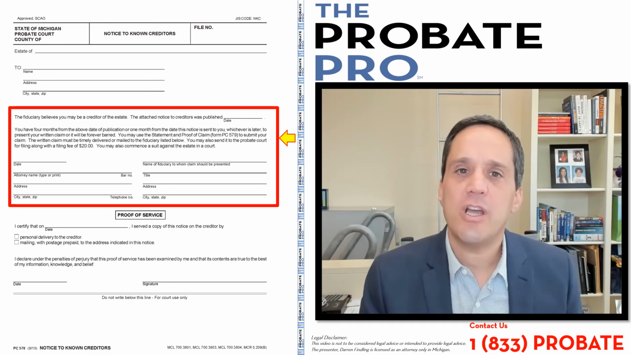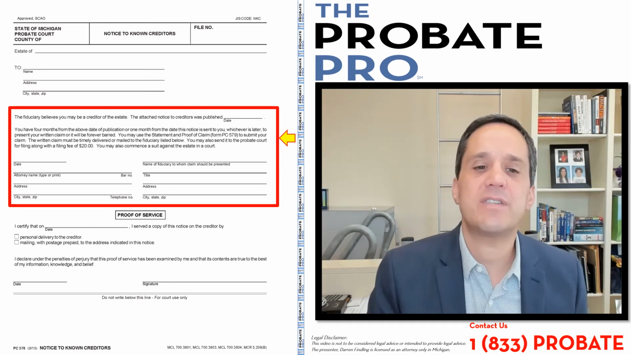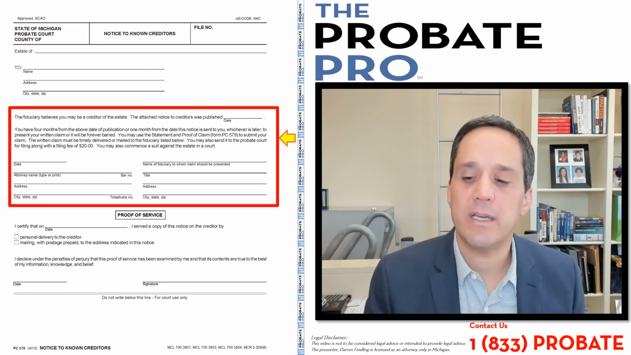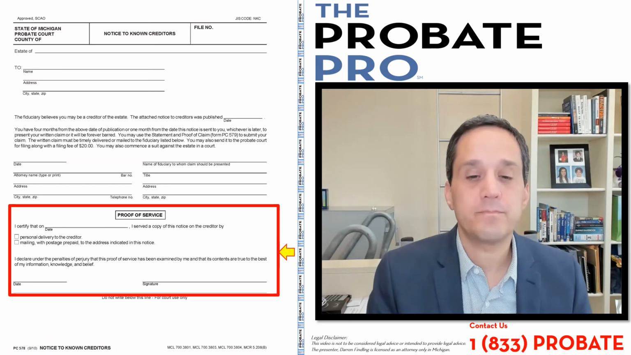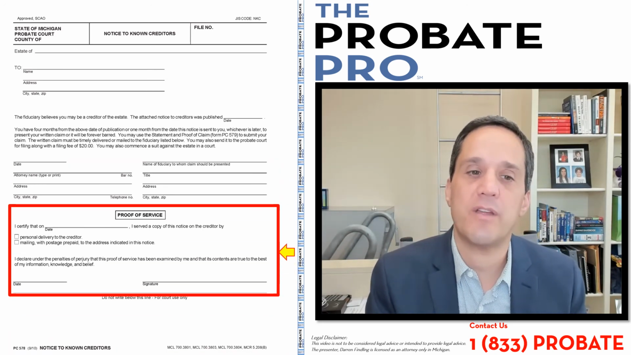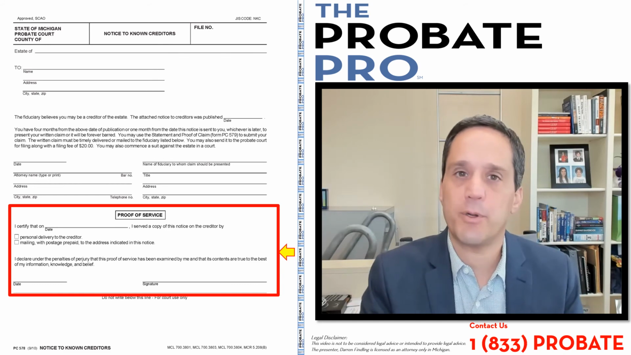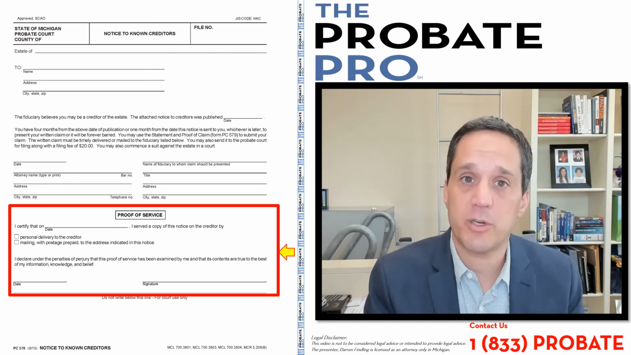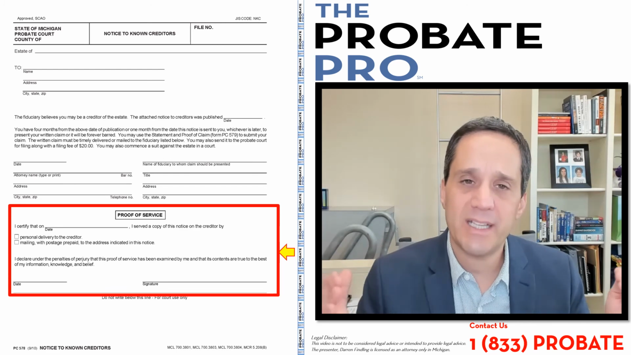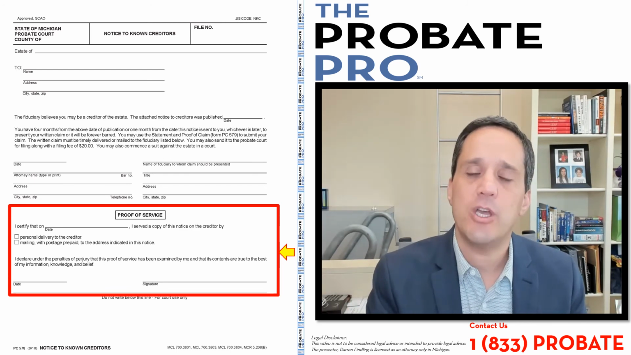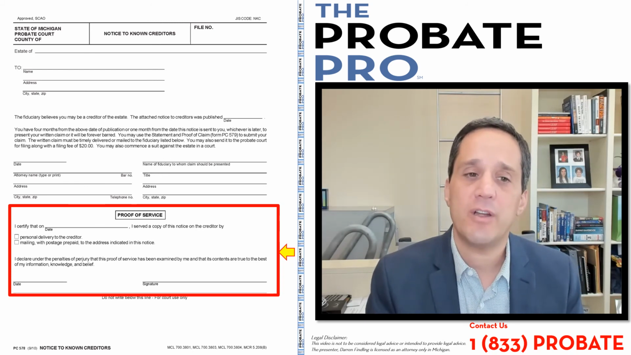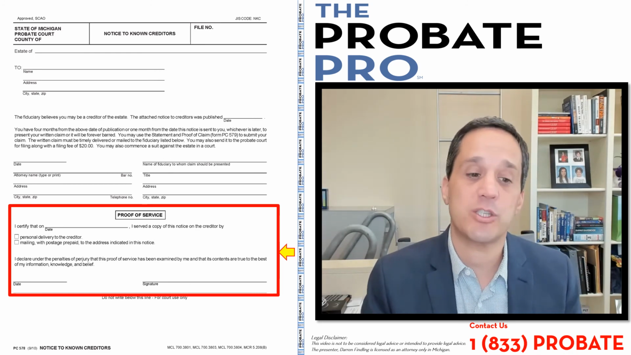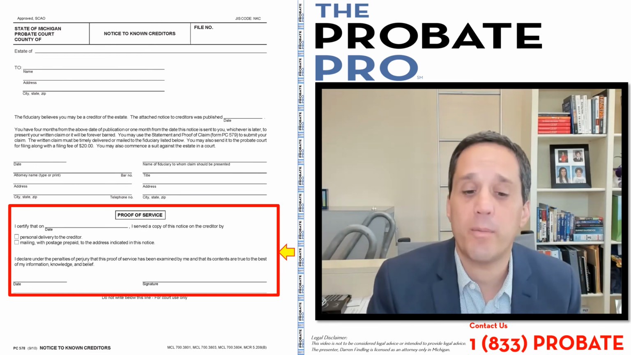On the bottom section, the proof of claim section here gives the fiduciary the ability to show that they have actually sent out this notice to known creditors. So it's pretty simple. It's either done by mail or personal delivery to the creditor, which usually doesn't happen. But it's signed, and that proof of service then gets filed with the court to show evidence that that creditor was given this notice to known creditors, and that the personal representative is asserting under the penalties of perjury that they've performed that role.